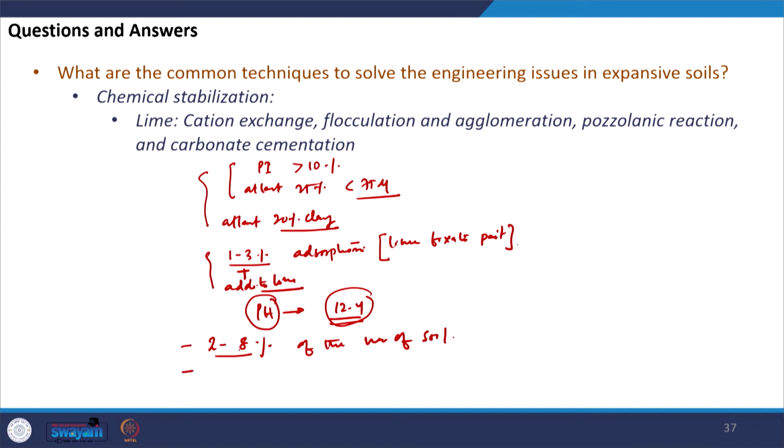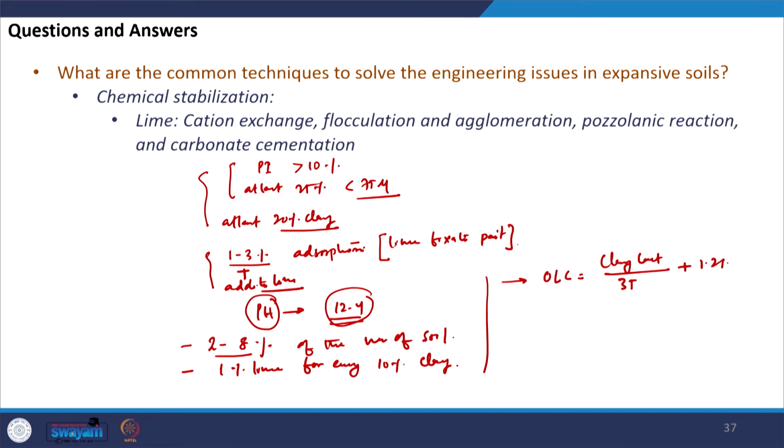Some recommendations or thumb rules in this direction are to use 1% lime for every 10% clay present in the soil. A formula also exists to determine the optimum lime content, again an empirical formula: if you know the clay content, just divide it by 35 and add 1.25 to get the optimum lime content.